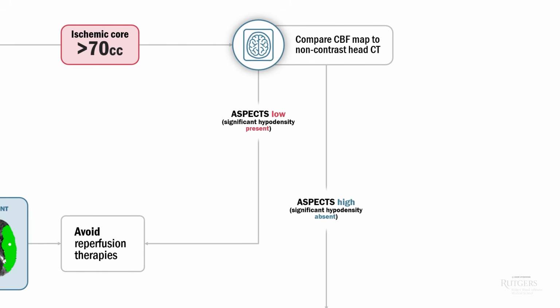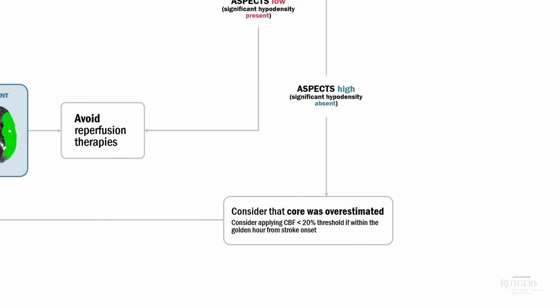If ASPECTS is high, there is no significant hypodensity. You may be dealing with a rare situation where a core is overestimated in the patient who presents very early from stroke onset, perhaps even within the golden hour. Consider using the more stringent CBF less than 20% threshold to better estimate core in this situation.